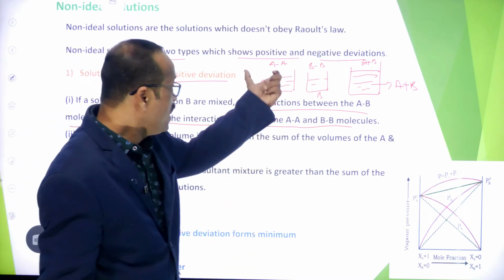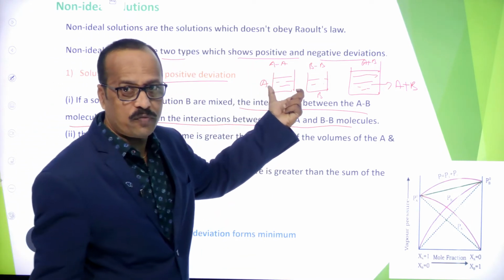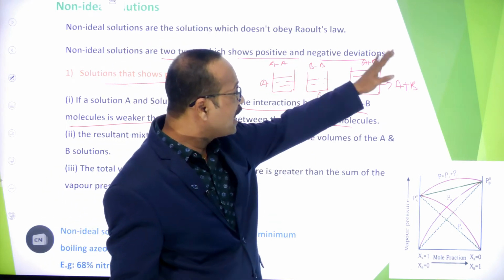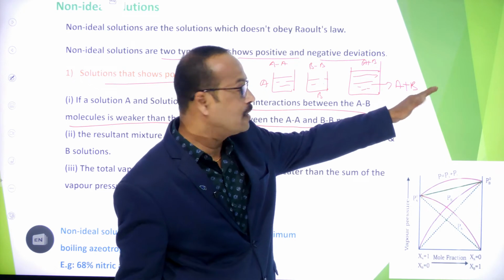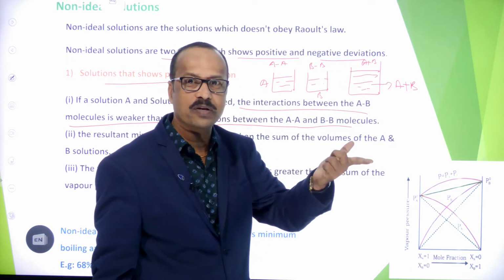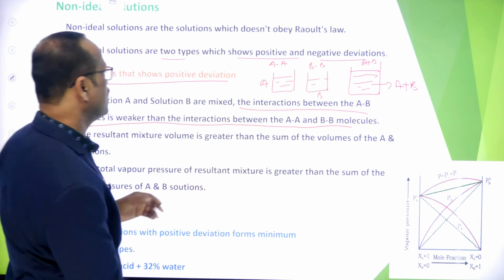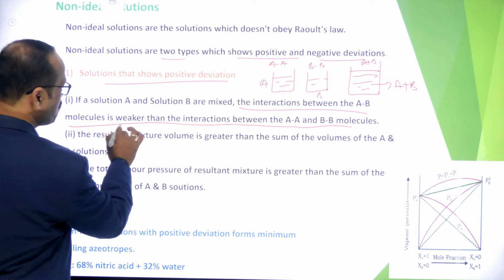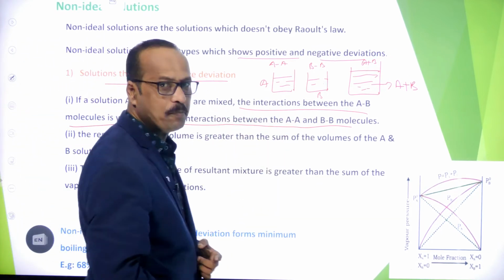Means what? Here the force of attraction between A and A molecules, and B and B molecules, is greater than the force of attraction between A and B. So here the interaction between A and B molecules is weaker than between A and A and B and B.